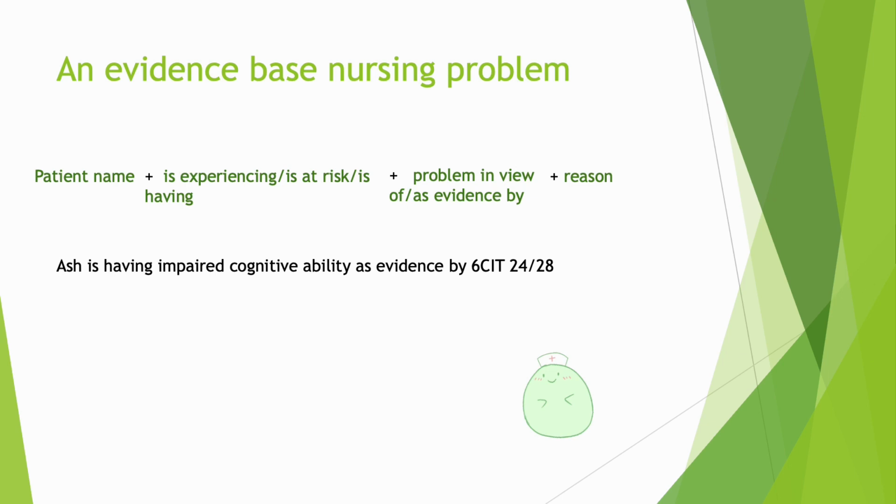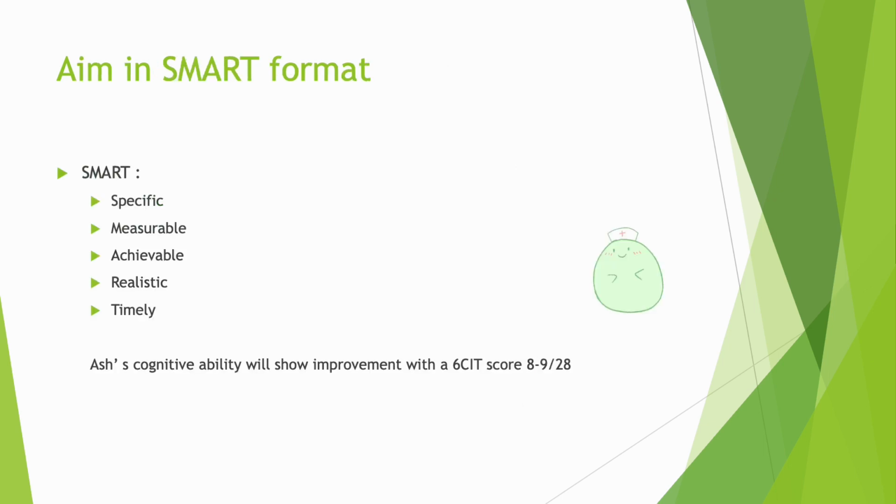Is it alright? Okay, now we move to the next page. It's about our aim. So, as I mentioned before, SMART format means S means specific, M means measurable, A means achievable, R means realistic, T means timely. So what do these five words mean? Basically, specific means you really have to focus on one thing.